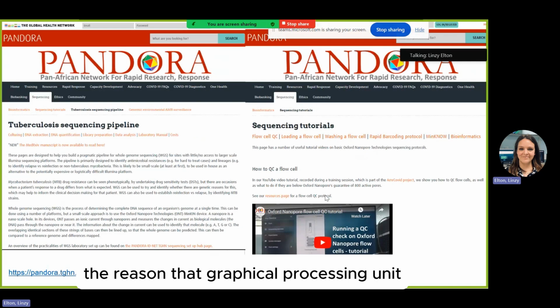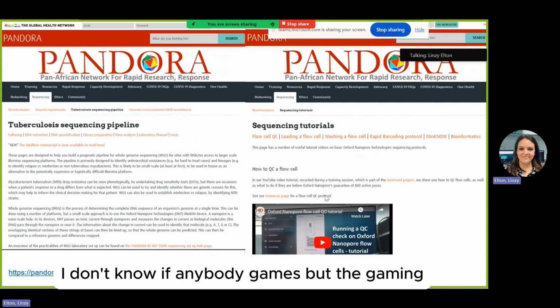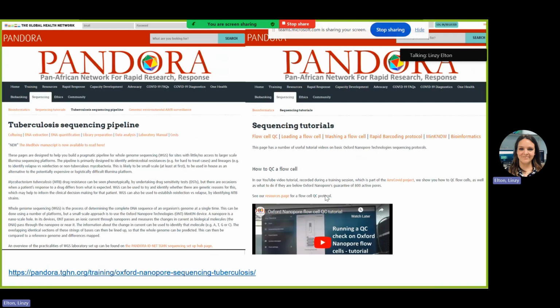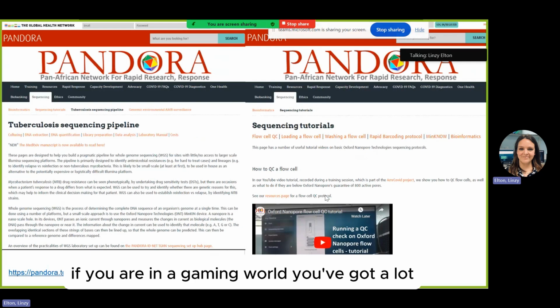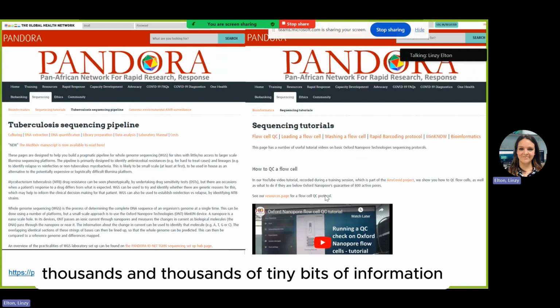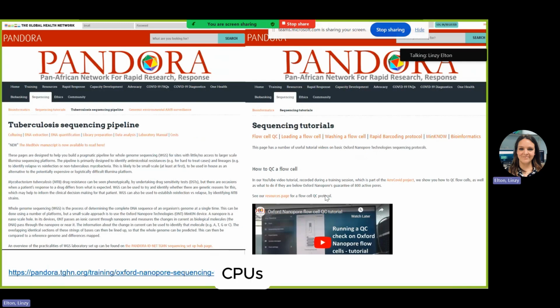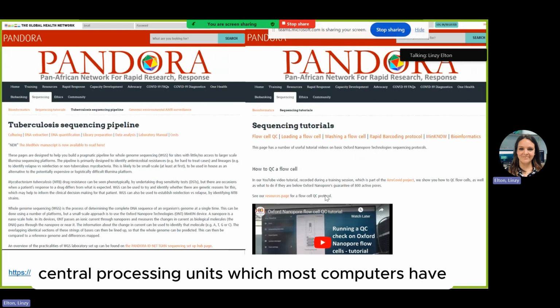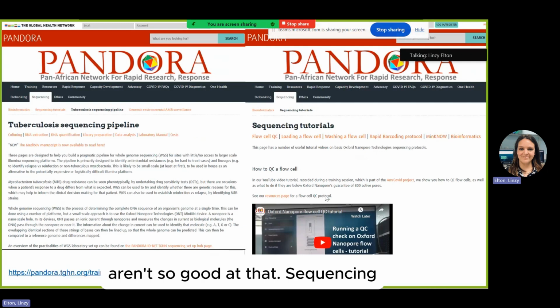The reason that GPU computers are much better at this, I don't know if anybody games, but in a gaming world the computer has to deal with a lot of tiny bits of information. As you move around that world, everything changes in very minute detail. GPUs are really good at processing thousands and thousands of tiny bits of information at once. CPUs, central processing units, which most computers have, aren't so good at that.